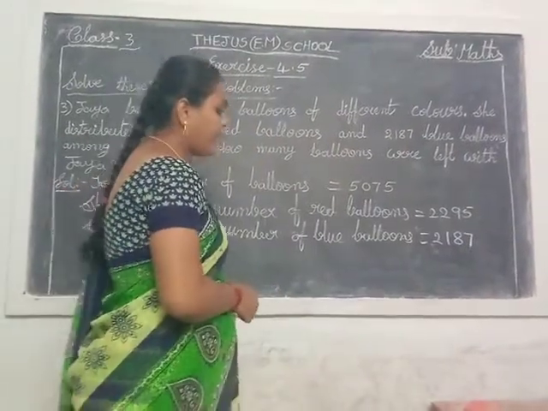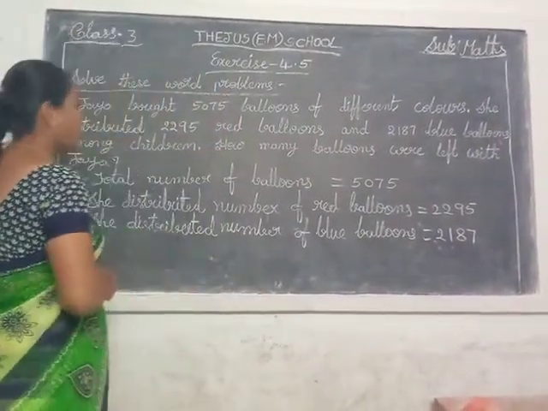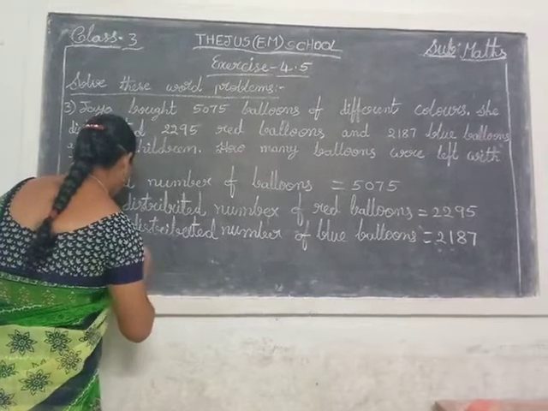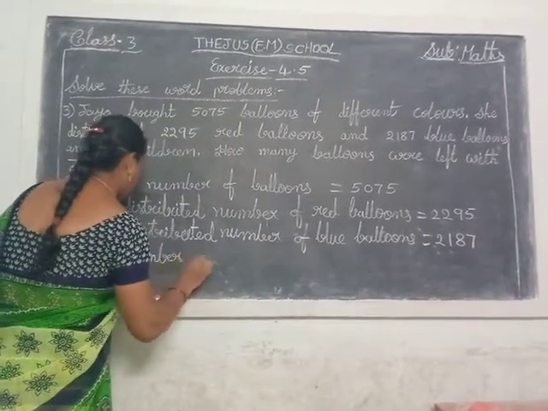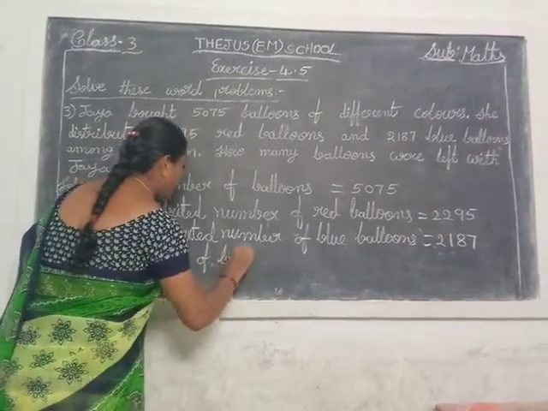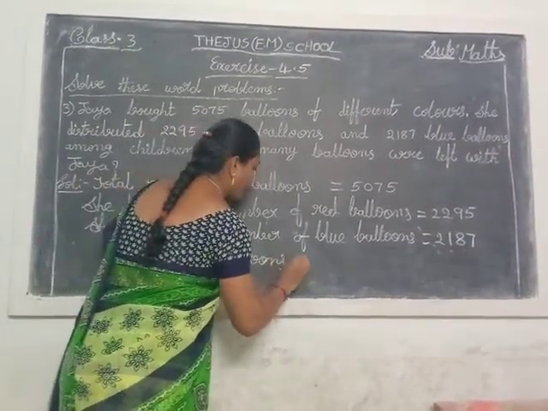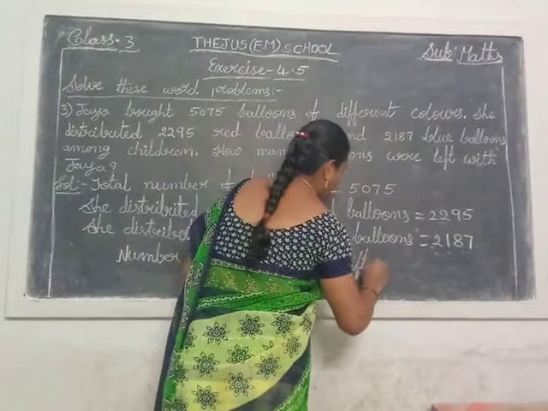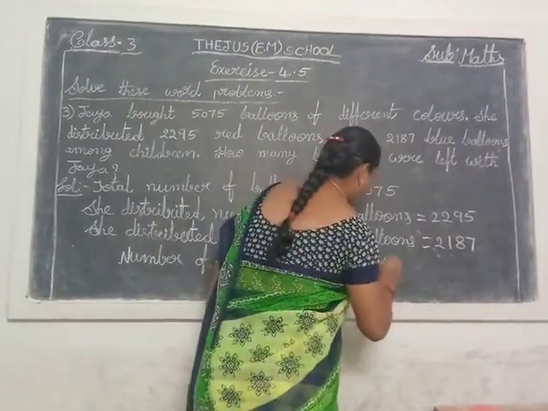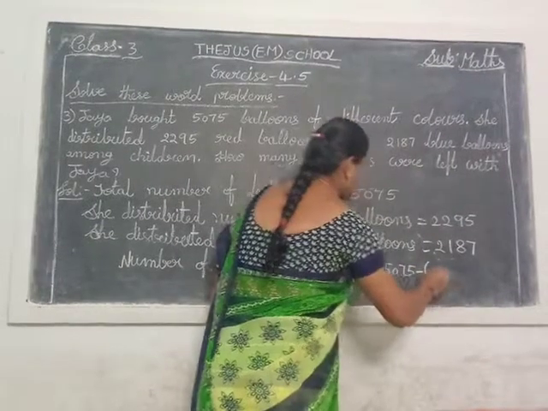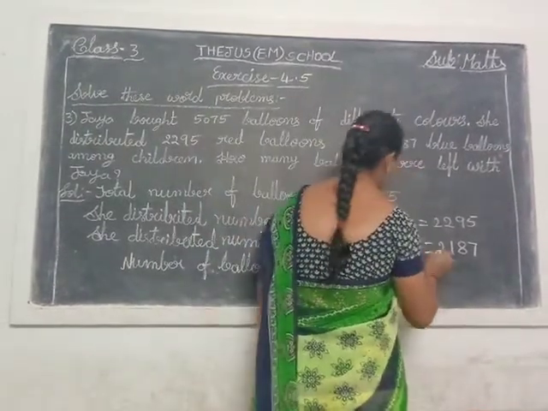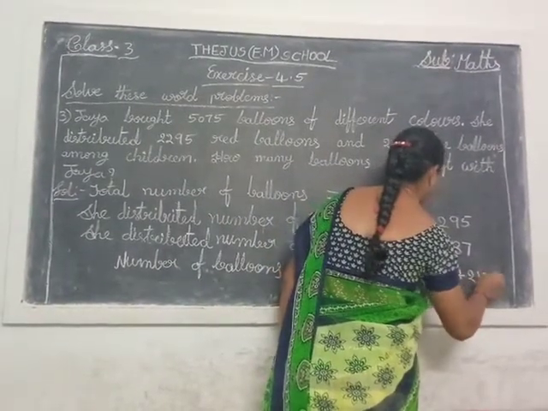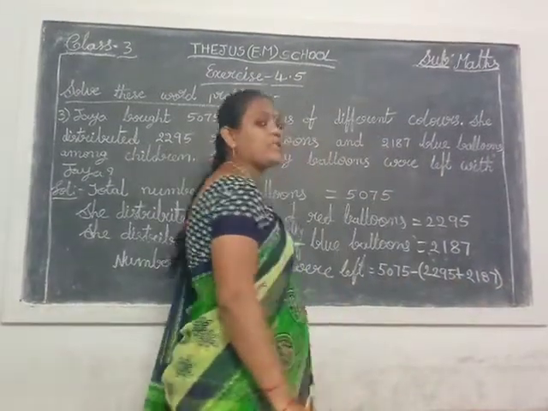Okay, 2187. Now we find out the number of balloons that were left. Number of balloons were left. So first total 5075 minus, brackets open, children, red and blue balloons. So add these two numbers. First add these red balloons and blue balloons.